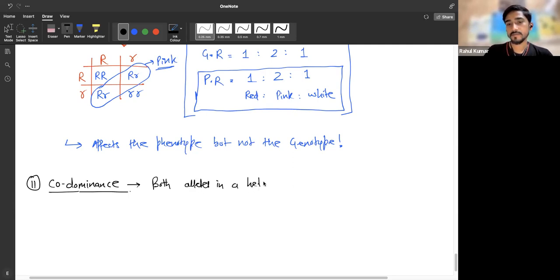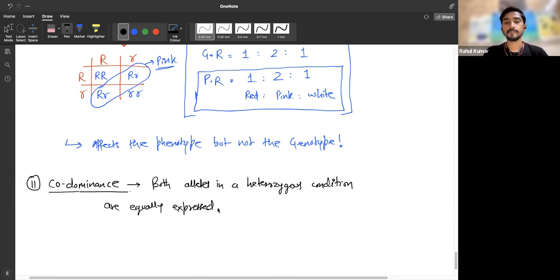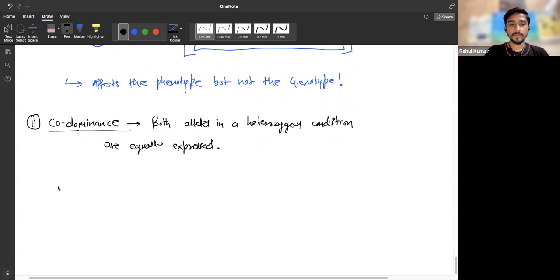Alleles, in the heterozygous condition, are equally expressed. Okay. Now this happens in the ABO blood group. An example is the AB blood group.